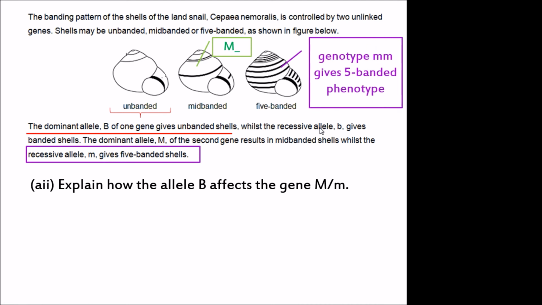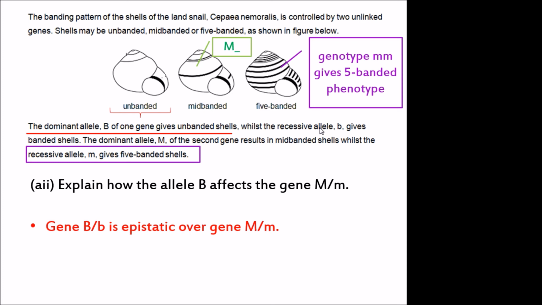Something like this. So now what's happening? In what cases can I show any bandedness like mid-banded or 5-banded? What must my genotype be in the B locus? I must be small b, right? Because as long as I got one big B, I will show no bandedness. Correct? So how does it affect? Who's epistatic over who? B is epistatic over gene M.